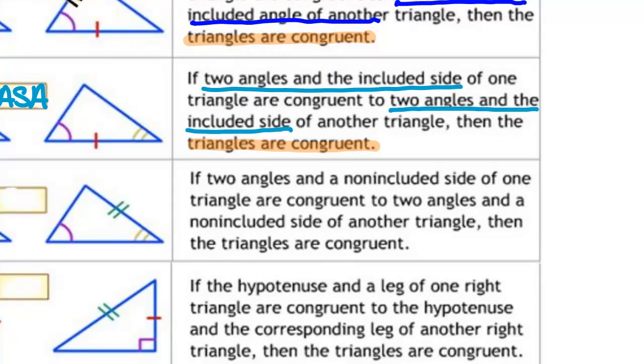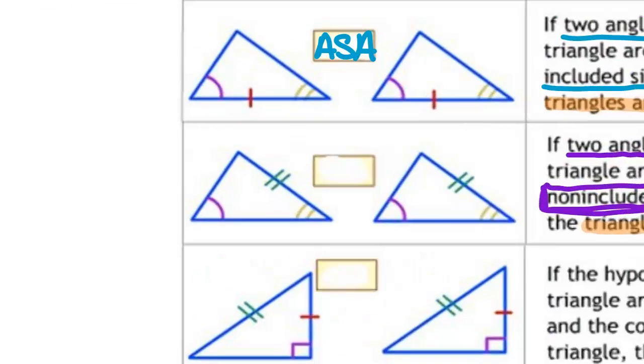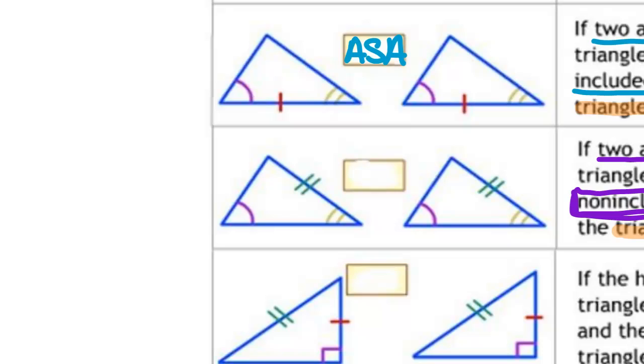Next to last, if 2 angles and a non-included side of one triangle are congruent to 2 angles and a non-included side of another triangle, then the triangles are congruent. So this one's a little bit weird. If I'm walking around my triangle, it doesn't matter whether I go clockwise or counterclockwise. If I'm standing up here, I can't say anything about this angle because there's no markings on it.